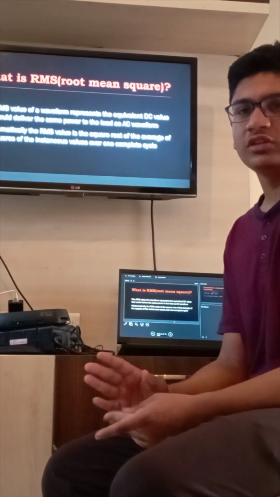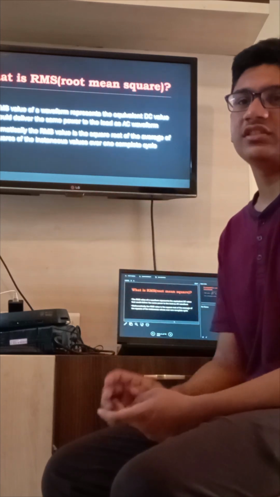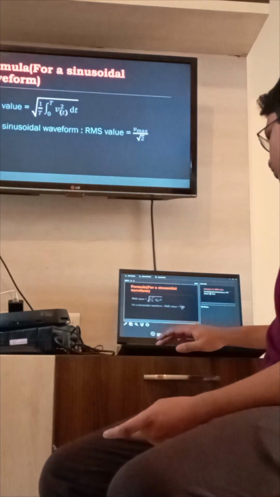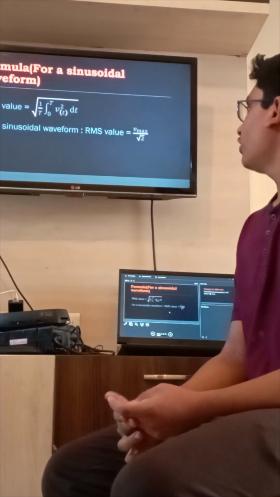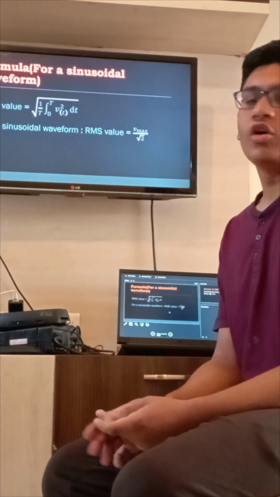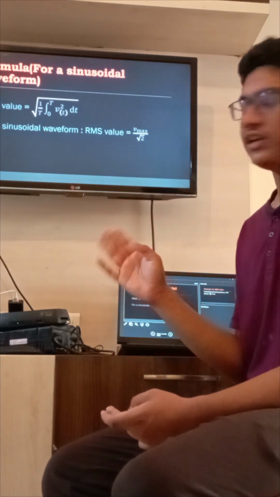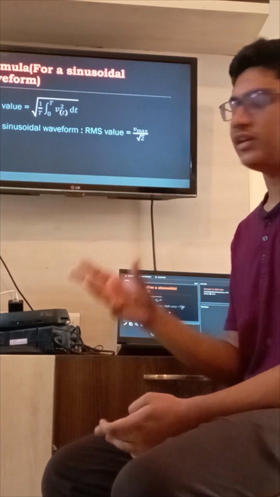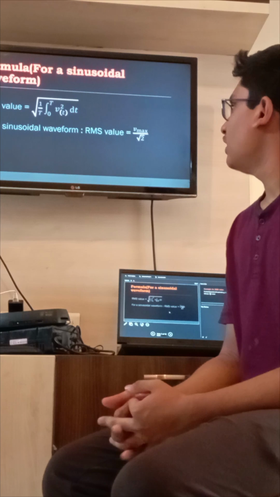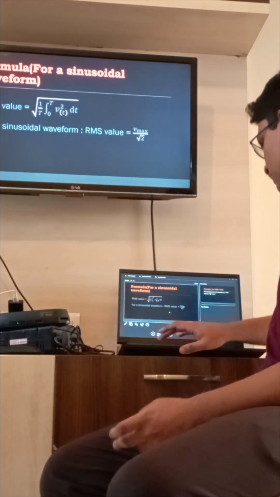Mathematically, it is equal to the square root of the mean of the squares of all the instantaneous values over a complete cycle. For a sinusoidal waveform, the RMS value is equal to the whole root of 1 by T integral 0 to T of v of t whole square dt, where v of t is the instantaneous value of voltage. We have derived that for a sinusoidal waveform, the RMS value is equal to Vmax by root 2, where Vmax is the peak value.